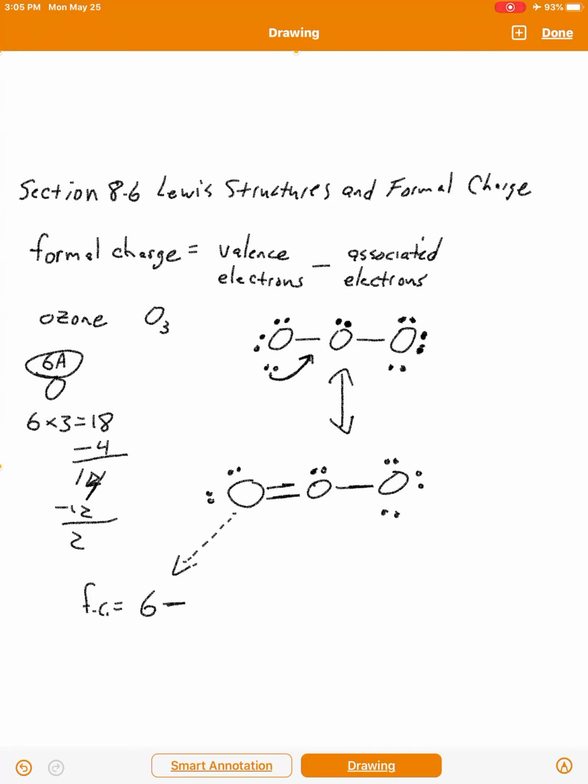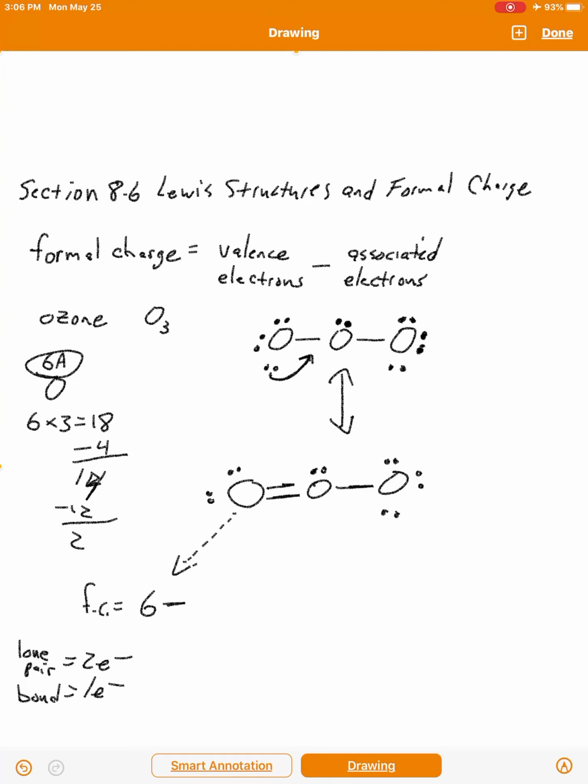The trick here is how do you calculate associated electrons? The way it's done is you look at the structure. A lone pair counts as 2 electrons. And a bond counts as 1, because we're assuming that the bond is shared equally by the two atoms. So we split the difference. A bond has 2 electrons, each atom gets 1, okay? So a bond is 1 electron, a lone pair is 2. A double bond is 2, right? Because one bond is 1 electron, 2 bonds would be 2 electrons.